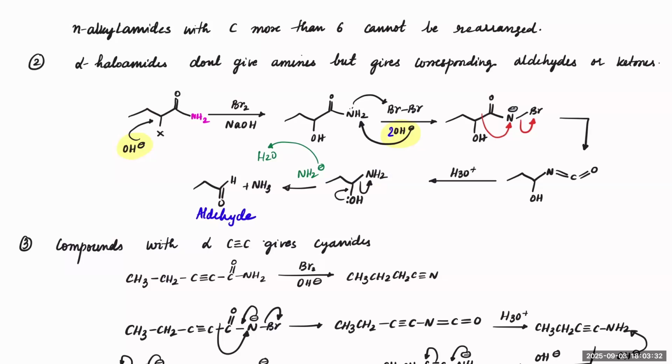Reason being, the carbon carries two lone pair carrying groups. Then oxygen will push, and try to remove NH2 minus. And NH2 minus will take H plus and convert into ammonia. And what you get is an aldehyde. So you're not getting an amine, you're actually getting an aldehyde. So this is a disadvantage. Clear? So at alpha position, we should not have either OH or halide. Okay.